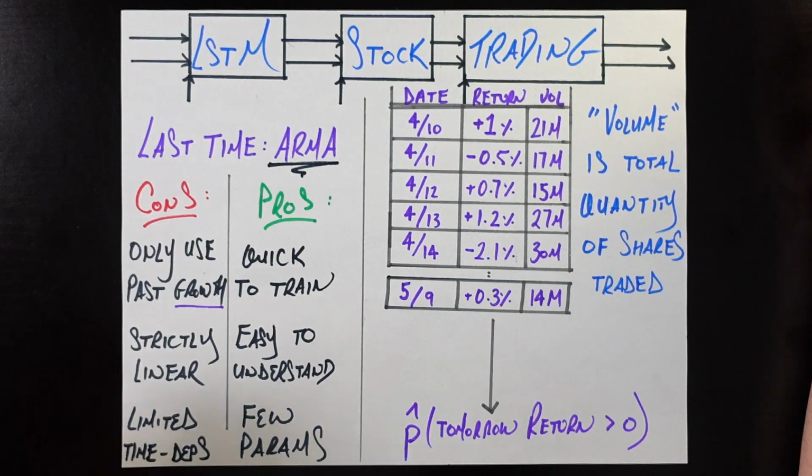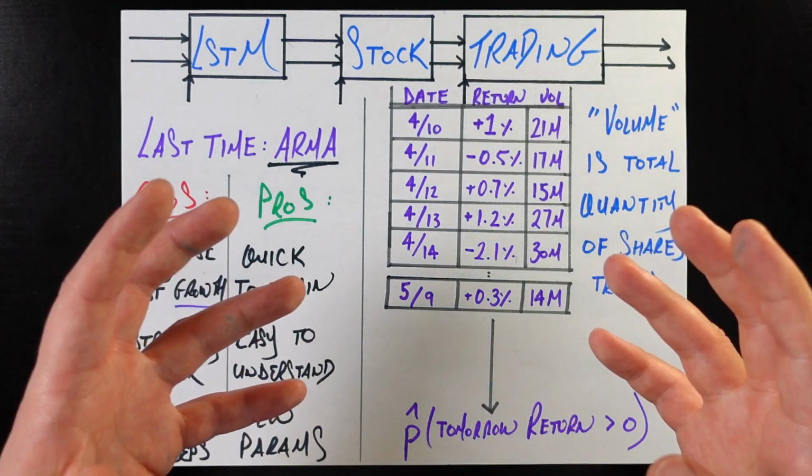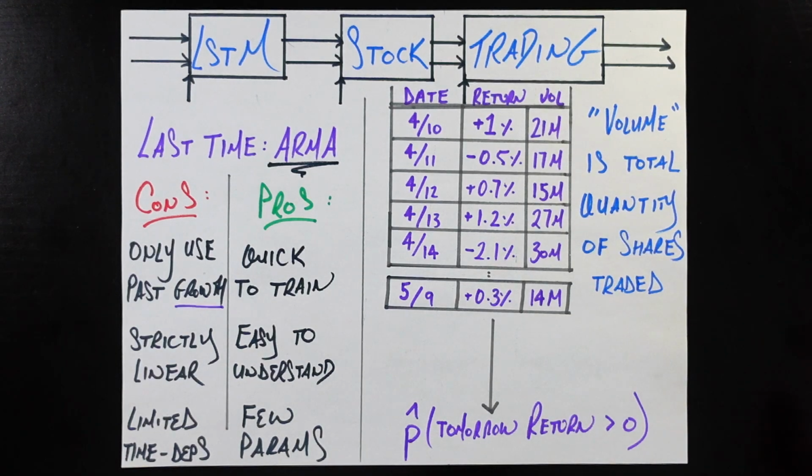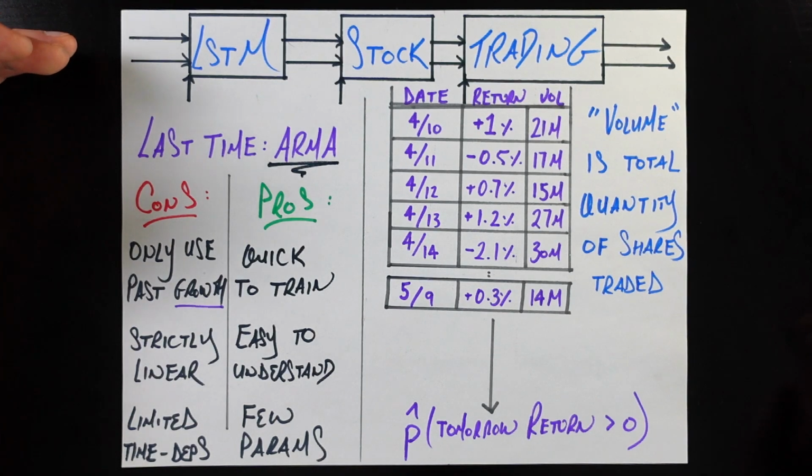And so the LSTM model, being built off of the vanilla neural network models we saw, was able to take into account arbitrarily long time dependencies, whether that's 5 days, 30 days, 365 days, or even more than that. And so these are all the cons of the ARMA model that we're trying to address using the LSTM model in this video.